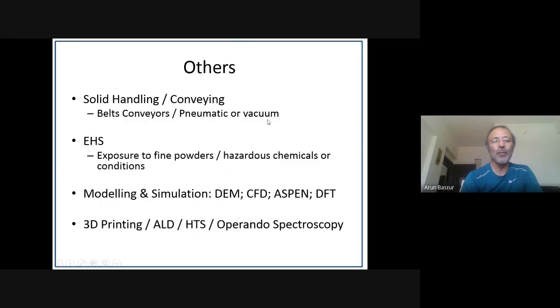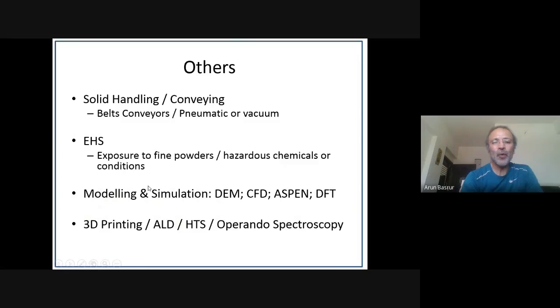EHS, environment, health, safety, is another area which is important in catalysis, as is important in other areas as well. Hazards of exposure to fine powders, which may be pyrophoric, or hazardous chemicals, or spent catalyst, which could be pyrophoric and having coke, which can easily catch fire.